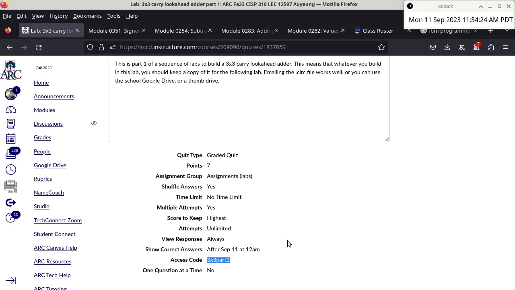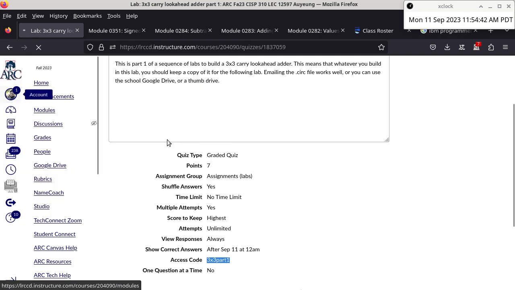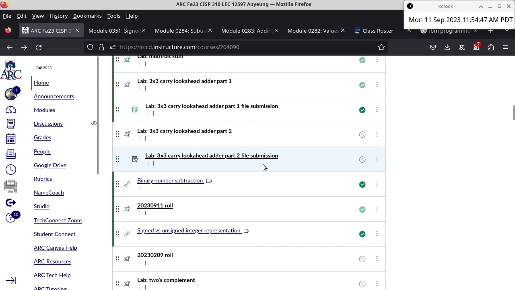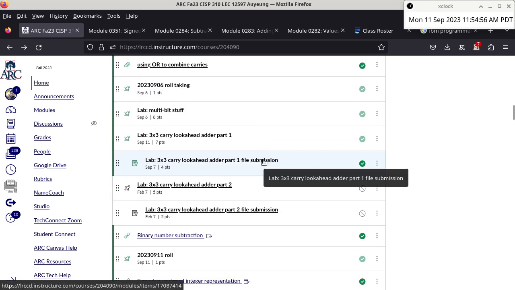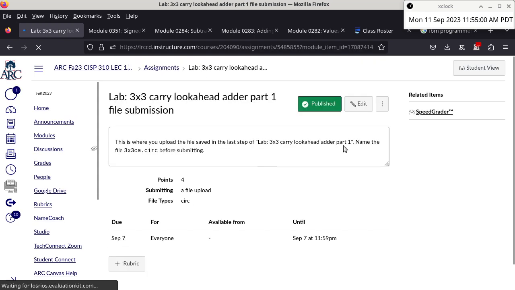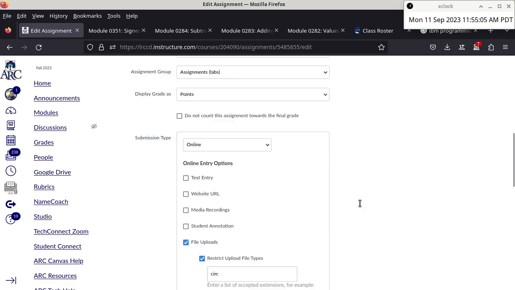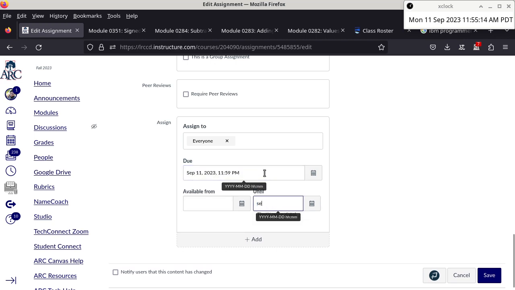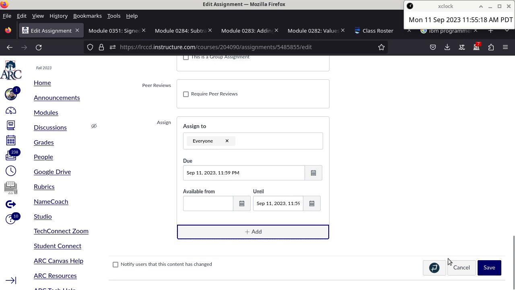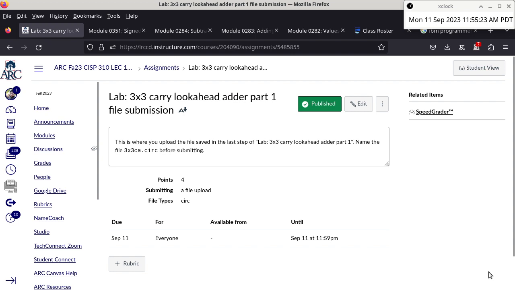I'm writing on the whiteboard. The file submission part also had the wrong due date. Yeah, I'm going to have to fix that one too. Okay. Because of the Monday holiday for us, the Tuesday, Thursday class is now one class ahead of us. All right, so the dates of both the quiz and the submission are now updated.